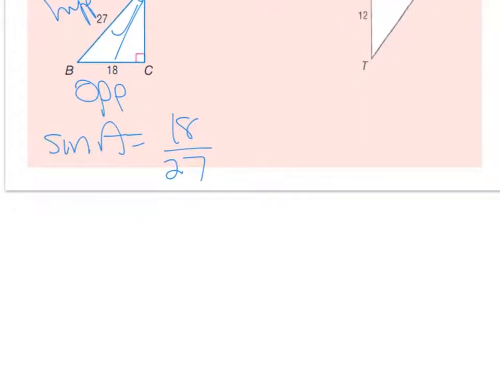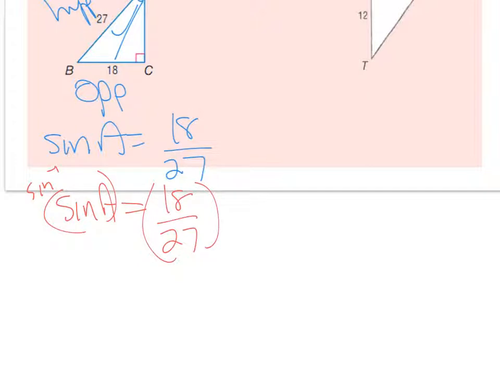So now getting rid of this is kind of like doing the opposite of what's there. So it's kind of like if you had addition, you'd take subtraction. If you had multiplication, you would take division. If you had square, you'd take square root. Same idea is that instead of sine of A equals 18 over 27, and again, it doesn't matter, you could simplify that, don't simplify that, I don't care. I'm going to take the sine inverse of both those sides.